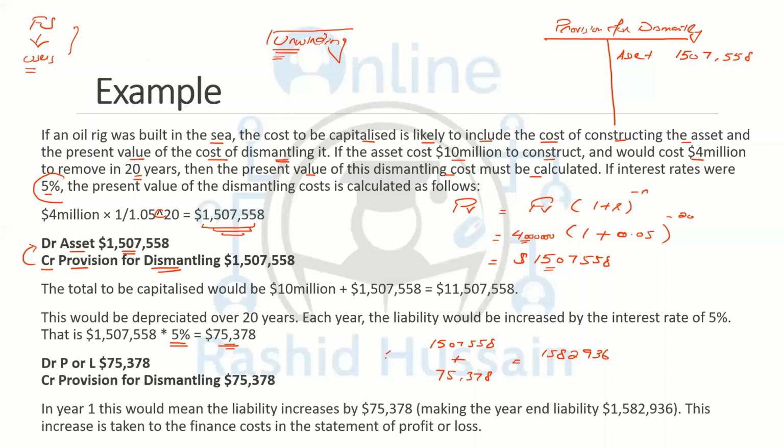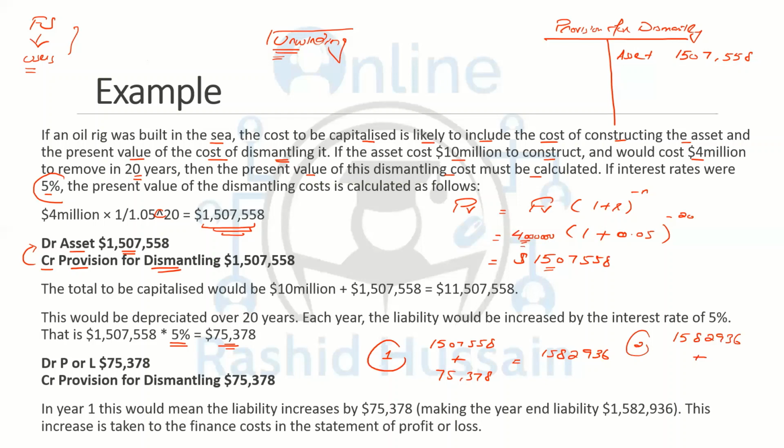This was the first year calculation. In the second year, you're going to take again 15,82,936, and then you are going to add the 5% of it. Then again in the third year, whatever the figure is, you're going to multiply the 5% to it and then add that 5%. When you do this 5% thing systematically, by the end of the 20 years, this figure will automatically reach 4 million or 40 lakh.